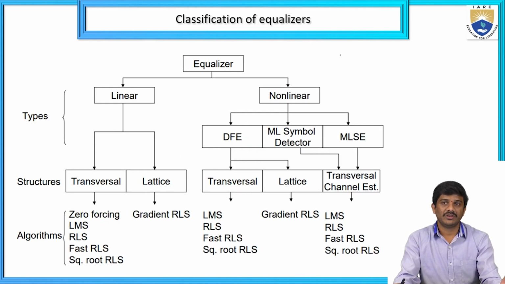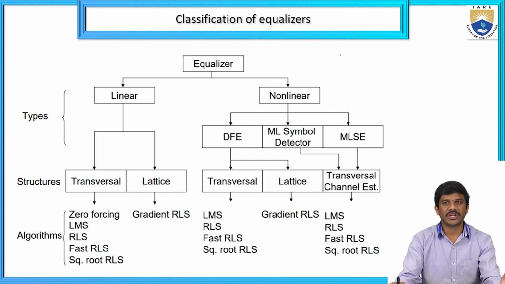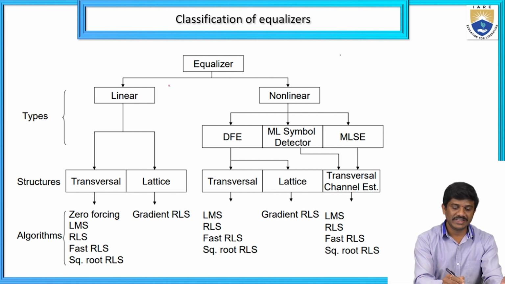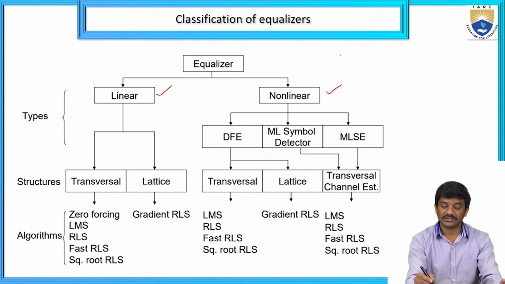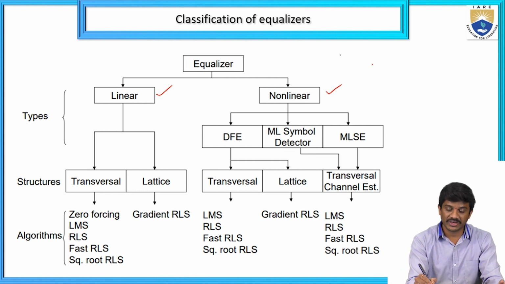You can see here what the equalizer is. It compensates the intersymbol interference. Here we have two types of equalization: one is linear and the second is non-linear. Coming to linear, here there is no feedback path. In the linear section, no feedback path.